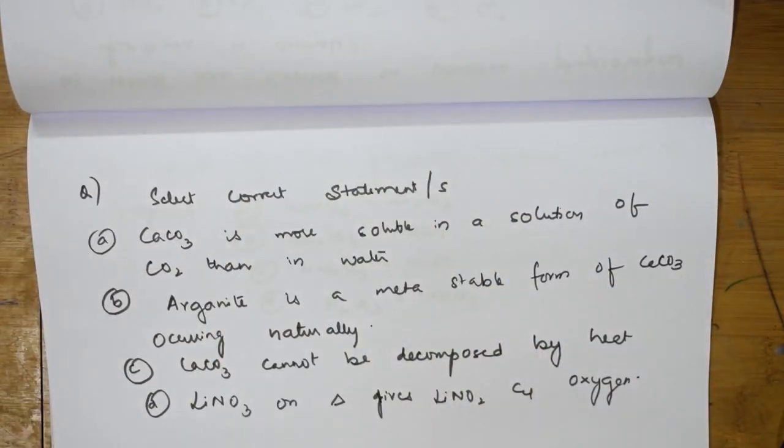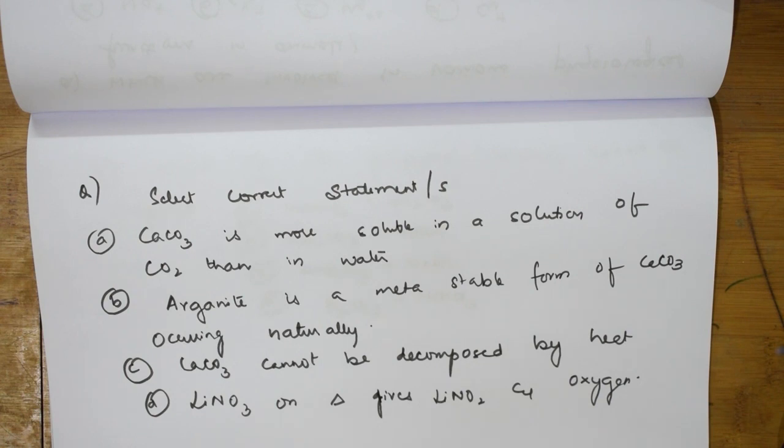Right. Next question. Select the correct statements. CaCO3 is more stable in a solution of carbon dioxide than in water. Aragonite is a metastable form of calcium carbonate occurring naturally. Calcium carbonate cannot be decomposed by heat. Lithium nitrate on heating gives LiNO2 and oxygen. Okay, I need to find the correct statements.